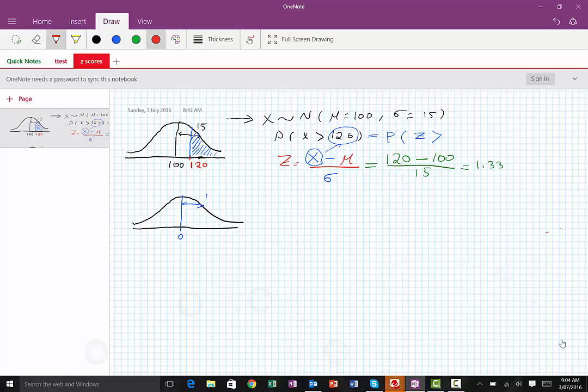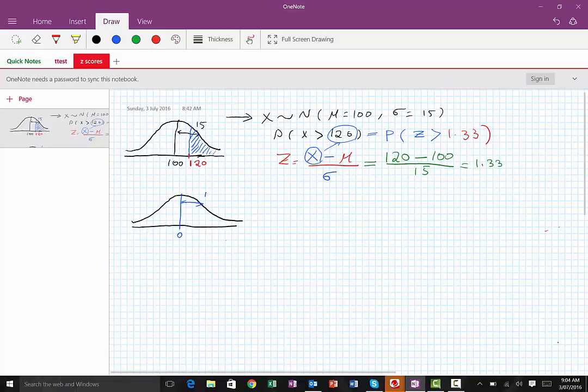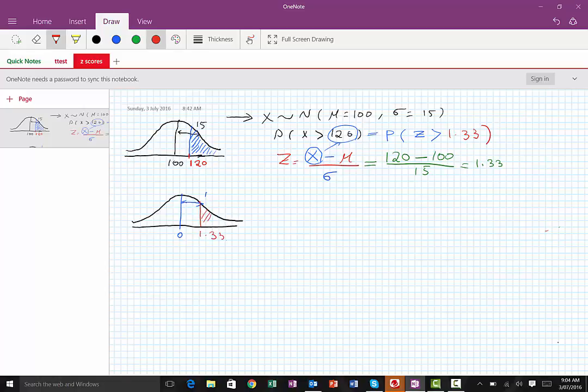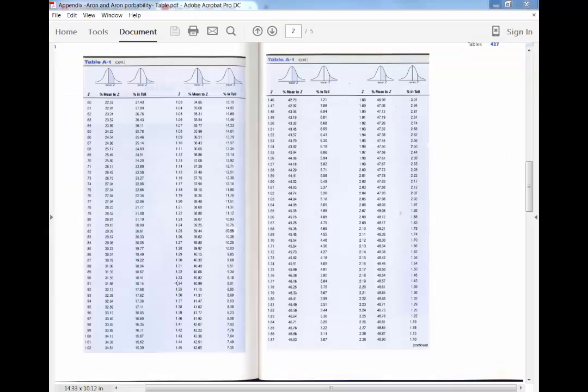So the probability of z greater than 1.33, we have to calculate from the tables. How can we show it on our z table? The probability of x greater than 120 is the same as the probability of z greater than 1.33. So we want this area under the curve, and we should use either ESCI or the statistical tables to calculate this value. As you can see in table A1, for a z-score of 1.33, the probability of z greater than 1.33 is 9.18%, so it is 0.0918.